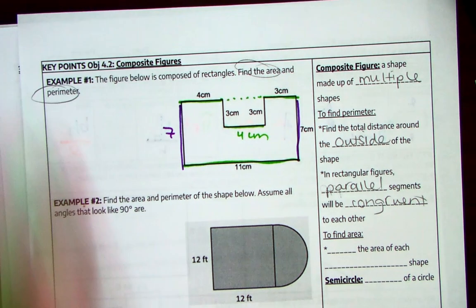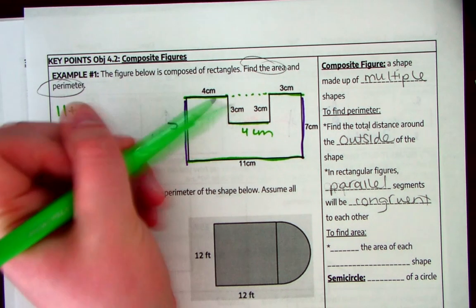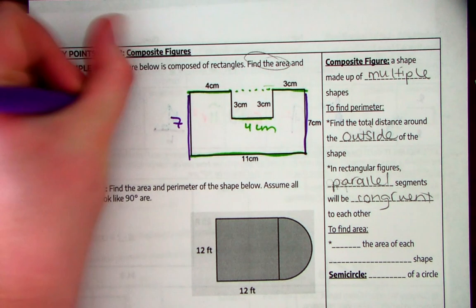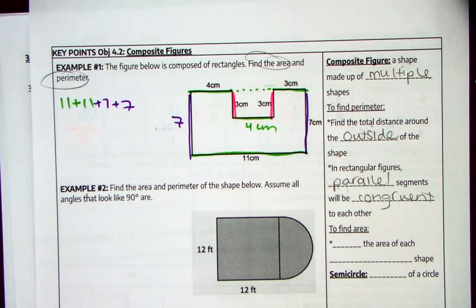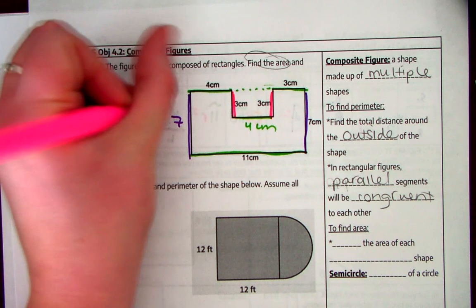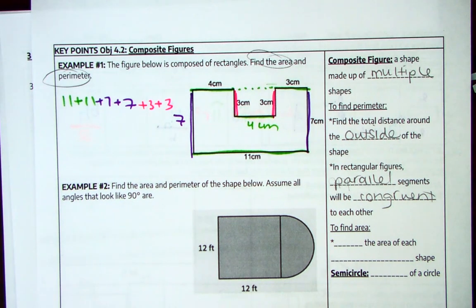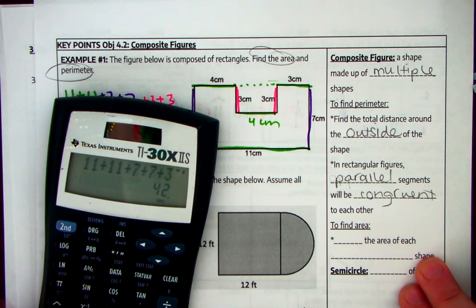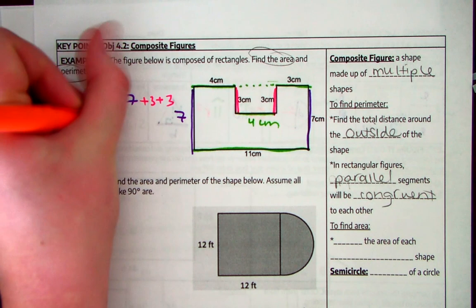So I already know to find the perimeter, I can do 11 plus 11. That tells me this base, these top three pieces, plus 7 plus 7. Now, because the figure is cut in, there are also these two pieces that we have to consider. So plus 3, we have to add those in too. 11 plus 11 plus 7 plus 7 plus 3 plus 3 is literally all I'm doing in my calculator. And I get a perimeter of 42 centimeters.